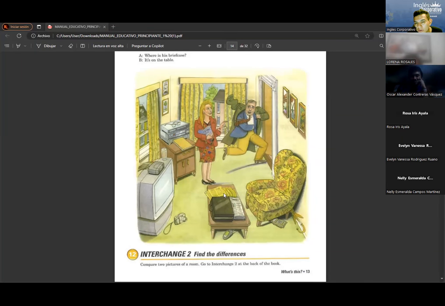Where is the umbrella? The umbrella is behind the armchair. Excellent. Very good. Where is the notebook? The notebook is in front of the CD player. Very good. Where is the cell phone? The cell phone is under the table. Under the table. Very good.